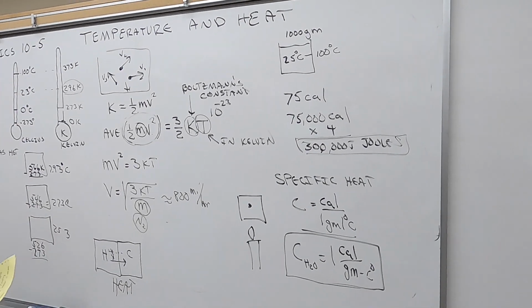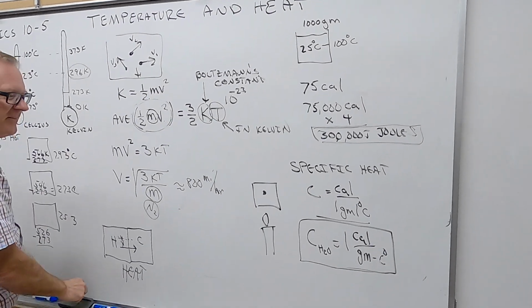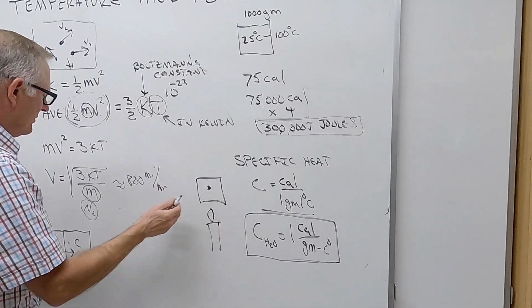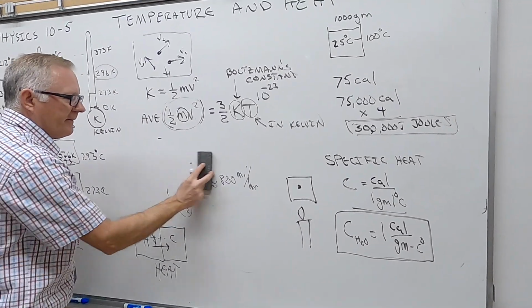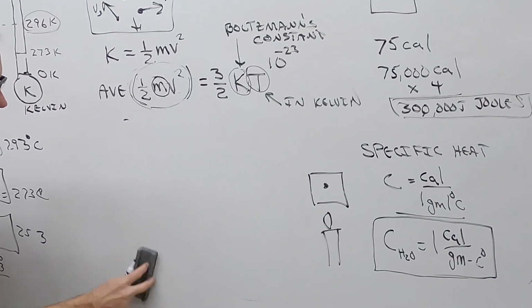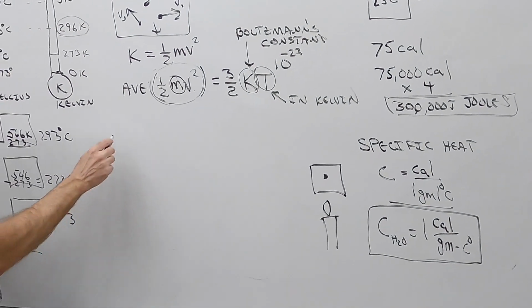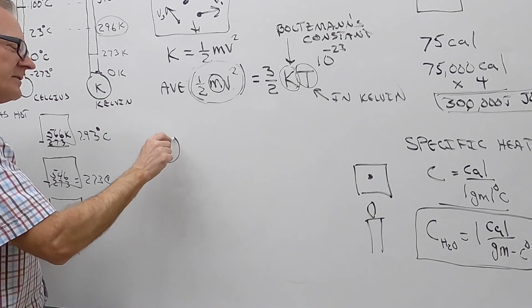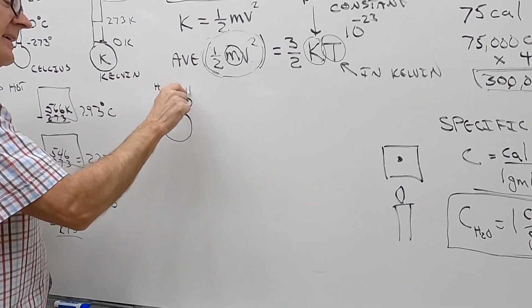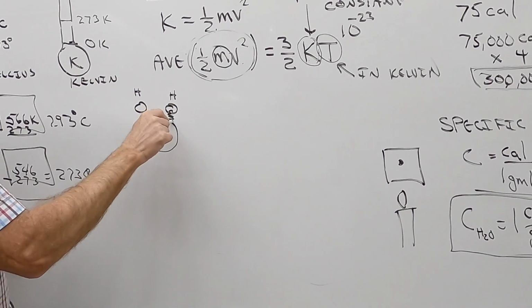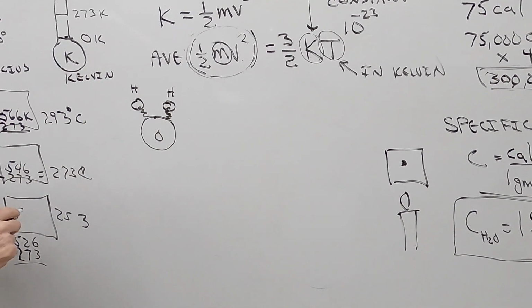Okay, well, why does water have such a high specific heat? And why does steel have a low specific heat? Well, I'm going to come back to that. It's because if we look at water, water is H2O. Here's the O, and here's the 2 H's. H and O. Think of them like little springs in there.